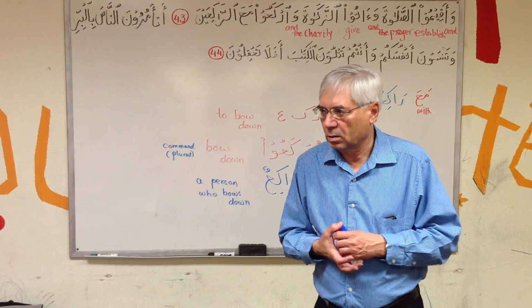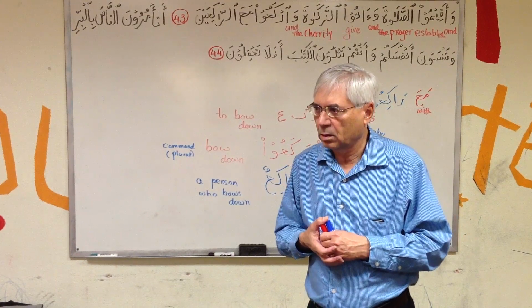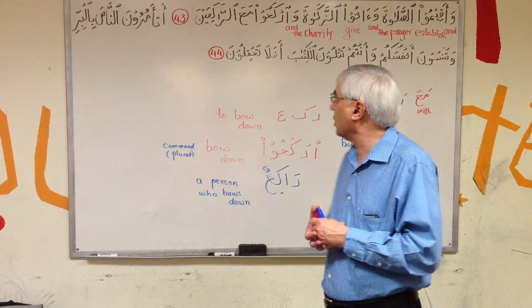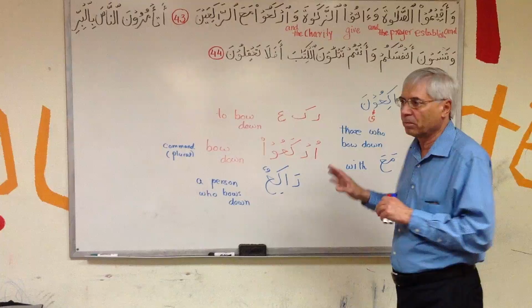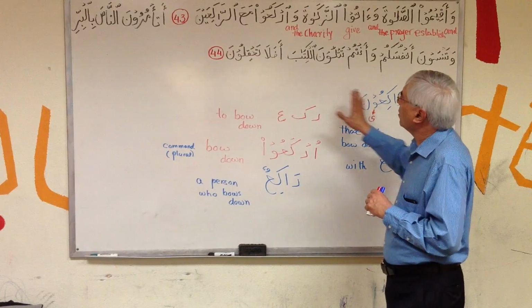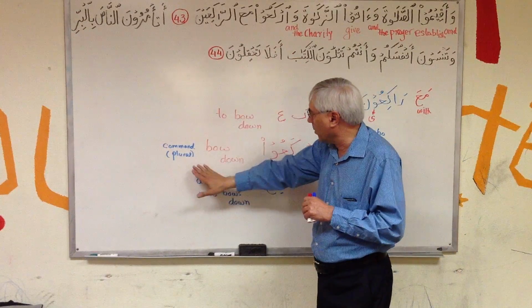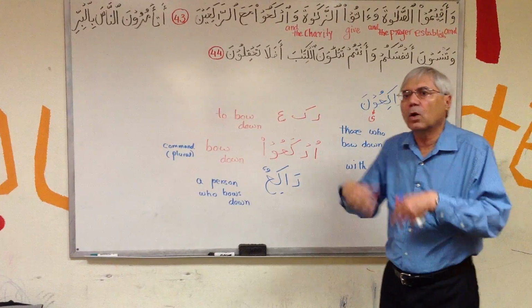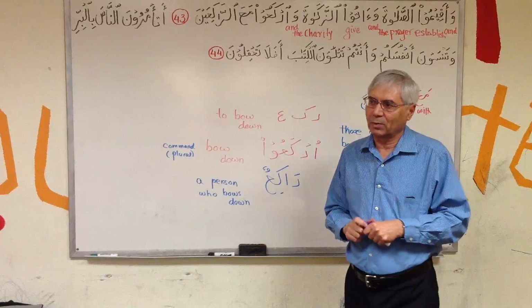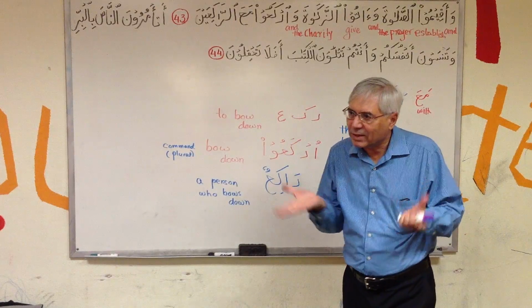So now we know the prayer, the charity. What's the third one? This is what I'm explaining to you. It says warkau, bow down, ma'a rakieen, along with those people who are bowing down. So now it's a collective prayer.